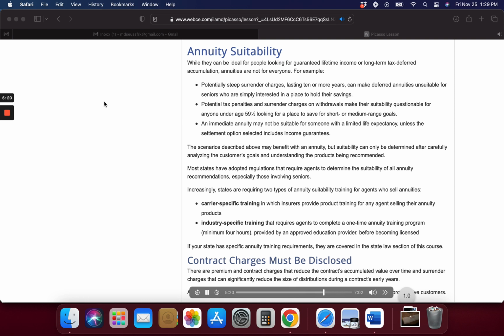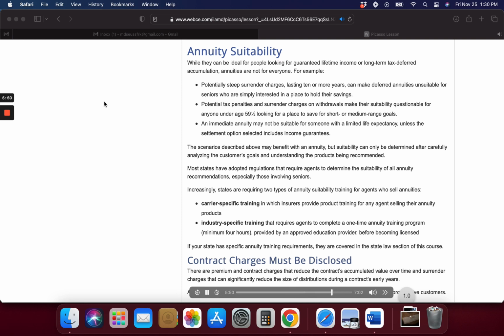Increasingly, states are requiring two types of annuity suitability training for agents who sell annuities. Carrier-specific training, in which insurers provide product training for any agent selling their annuity products. Industry-specific training that requires agents to complete a one-time annuity training program, minimum 4 hours, provided by an approved education provider, before becoming licensed. If your state has specific annuity training requirements, they are covered in the state law section of this course.